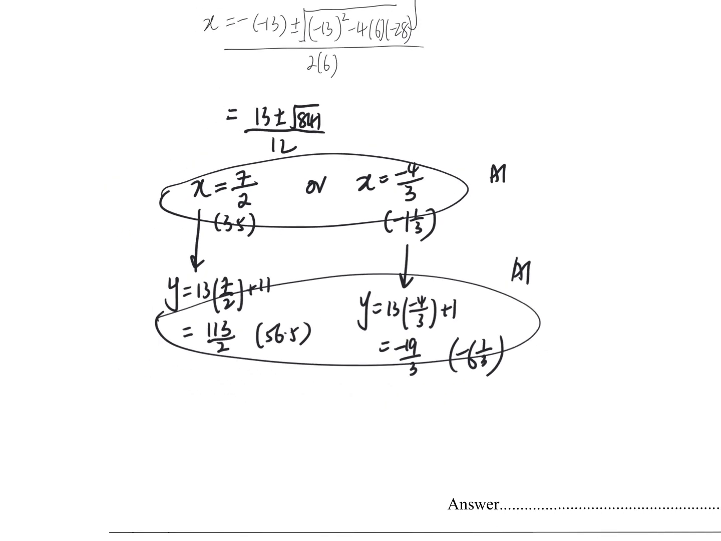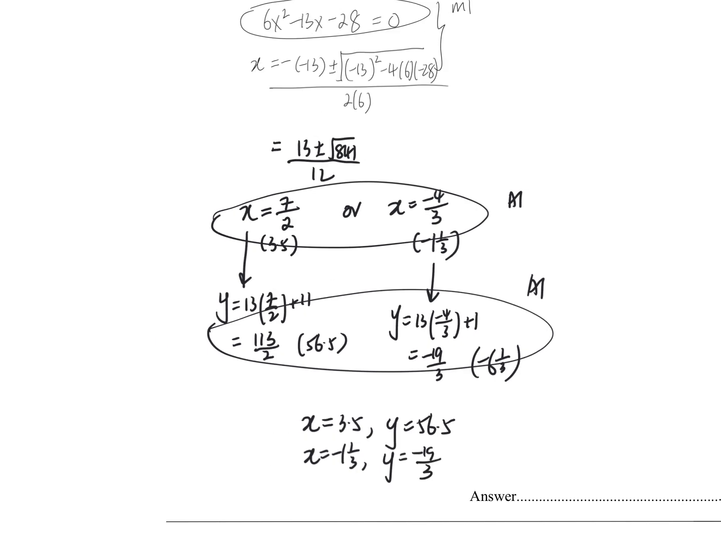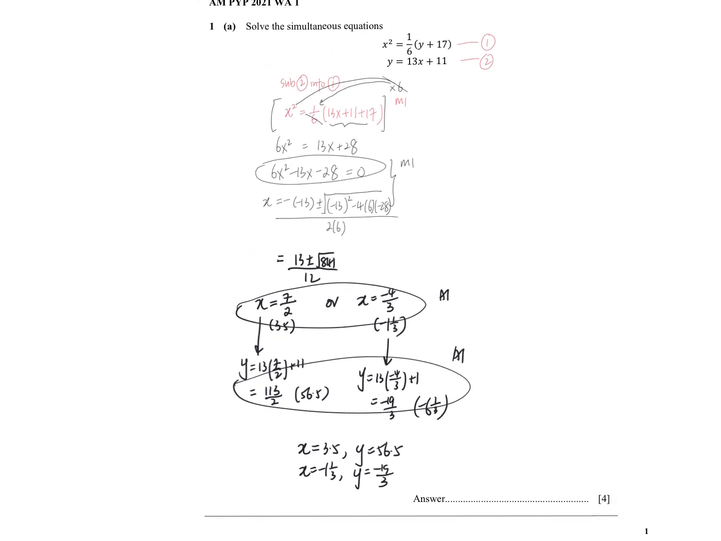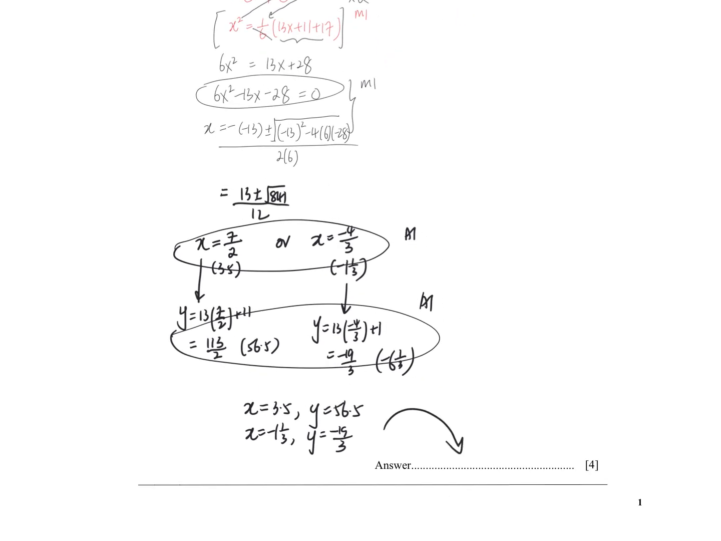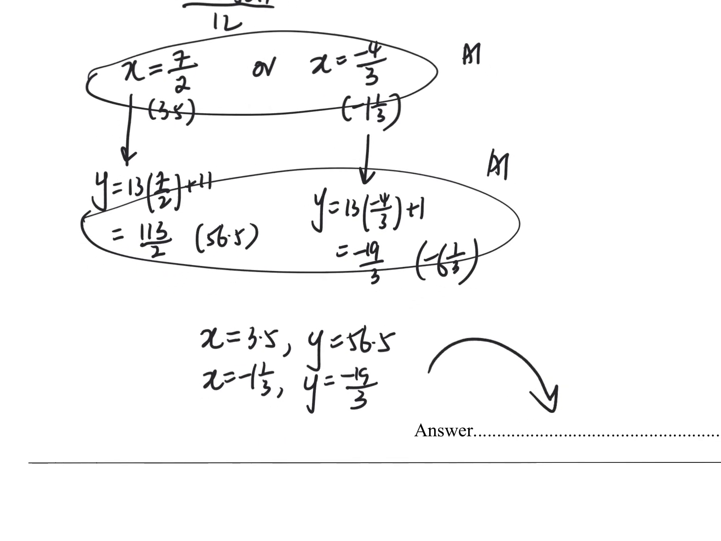On the answer blank, you should write x equals 3.5, y would be 56.5. When x is negative 1 and 1/3, your y should be negative 19 over 3. They did not say it is a pair of coordinates, so you don't write it in coordinate form. Just give me the answer as this. Okay, so just double check your answer. Some of you got to the point of quadratic but forgot how to solve a quadratic equation. Okay, so that's question 1, 4 marks. It's a simple one, so it's just 4 marks.